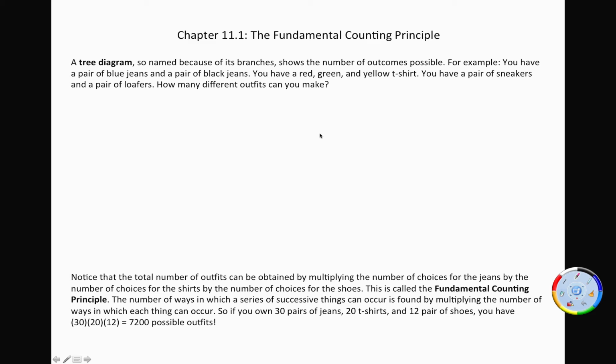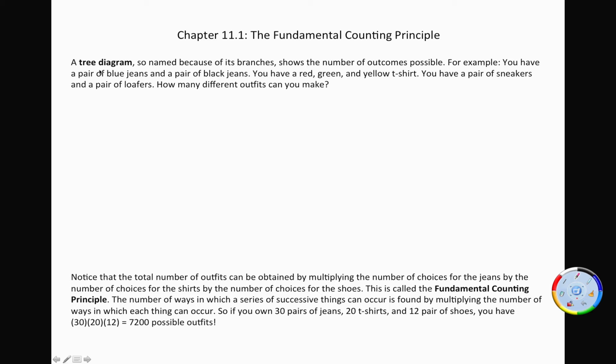Chapter 11.1, the fundamental counting principle. A tree diagram, so named because of its branches, shows the number of outcomes possible. For example, you have a pair of blue jeans and a pair of black jeans. You have a red, green, and yellow shirt. You have a pair of sneakers and a pair of loafers. How many different outfits can you make?